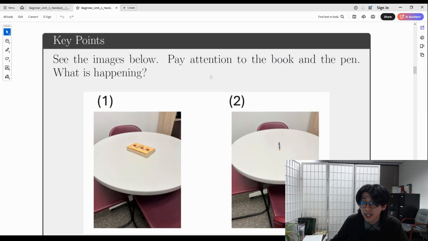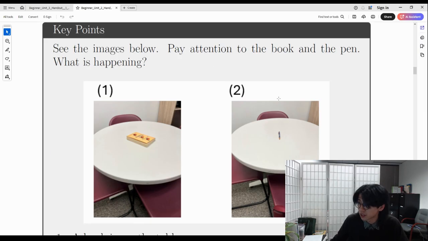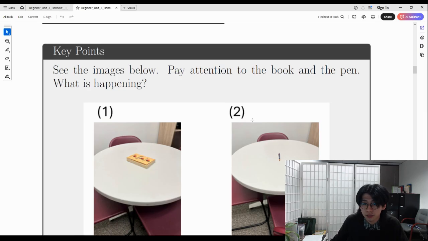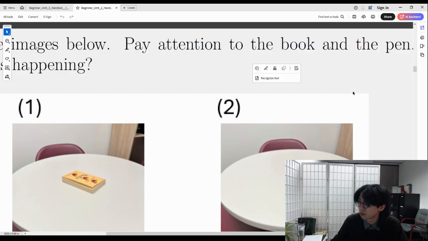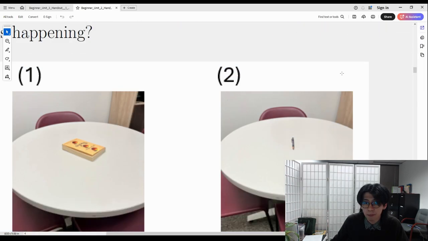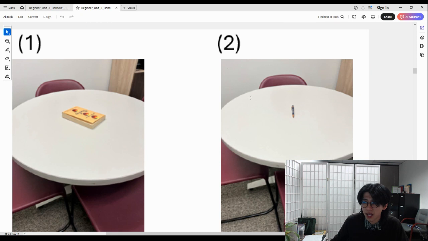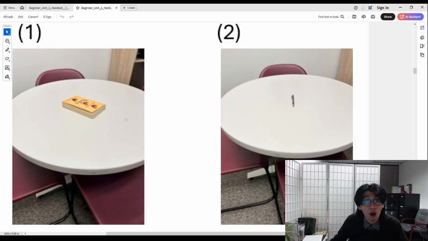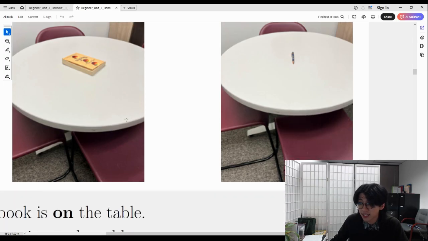I want you to look at those two pictures. Let me zoom in a little bit so that you can see this well. Okay, so what is happening? Number one, we have a table and a book. The book is physically touching the table. How would you explain this? A book is on the table. We can say that.